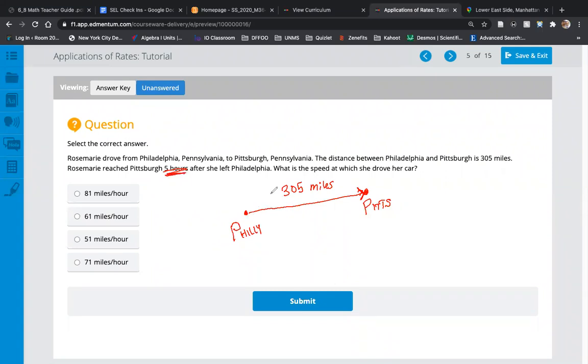So to go from here to here, it took her... Penelope, go sit over there, please. I know, but your iPad's too loud.